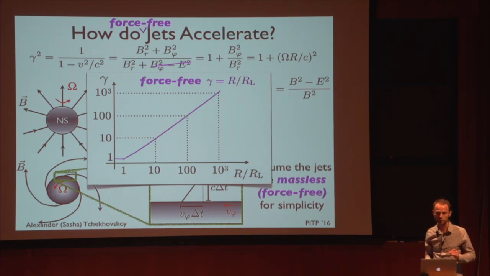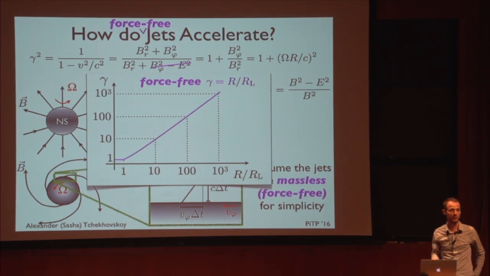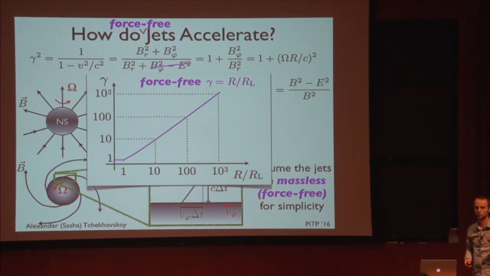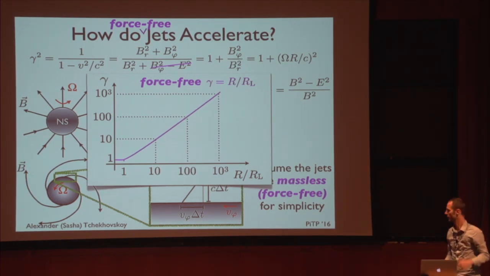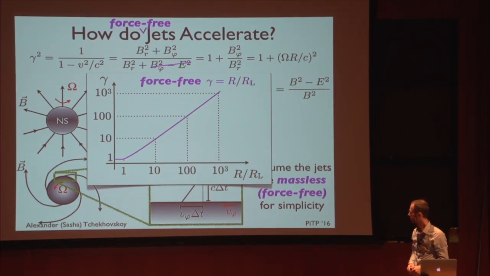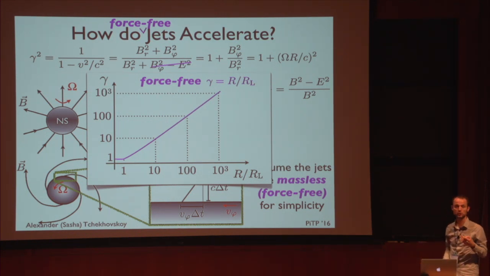So in order to include this inertia and figure out how a real system will behave, whether it will accelerate all the way up to infinity, which it won't do, or it will level off at some level, is an important question because that's what we observe. We observe terminal Lorentz factors. Things stop accelerating. So how does it happen? In order to address that, we need to look at the complications associated with having inertia in the flow.